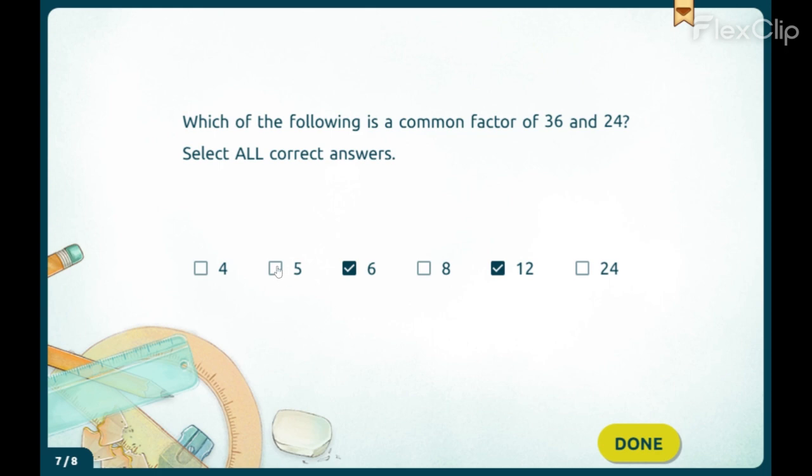5. Absolutely not the answer. There is no 5 or 0 over here at the end of the number. And 4. Can we split 24 by 4? Yes, we will get 6. And what about 36? Can we divide 36 into 4 equal parts? I think we'll get 9. All right, that's why we have how many options? 4, 6, and 12.